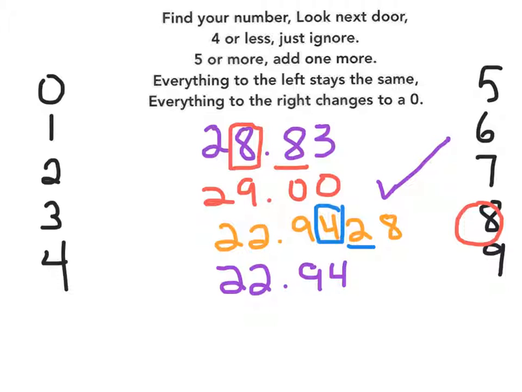So 4 is your number, 2 is next door, and 2 falls under the 4 or less category. So 4 stays the same because the 2 falls into the 4 or less category, giving an answer of $22.94. Congratulations if you got that right.